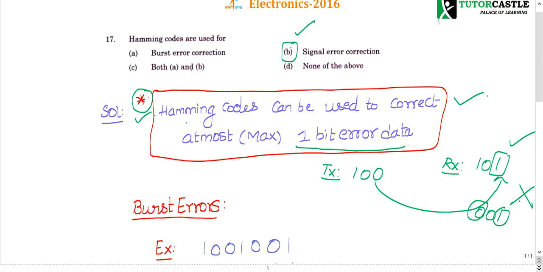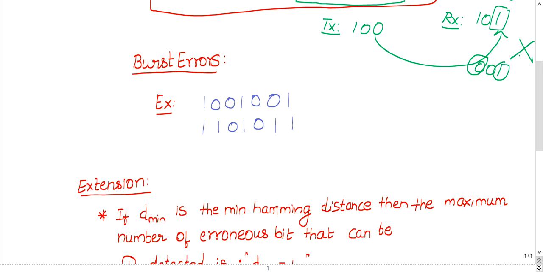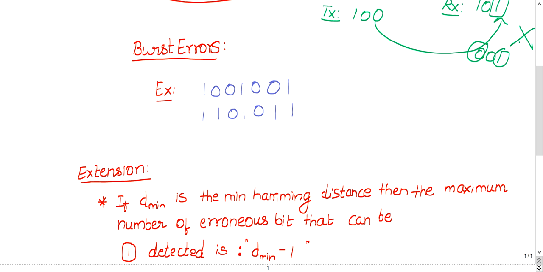But option C says it can be both A and B. So let us see what this burst error correction is. Before we proceed to burst error correction, let us see what burst errors are. For this, I have taken an example by which you can easily understand.